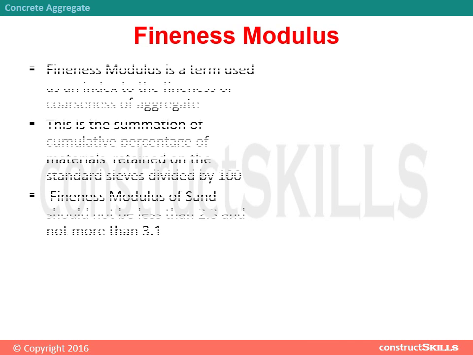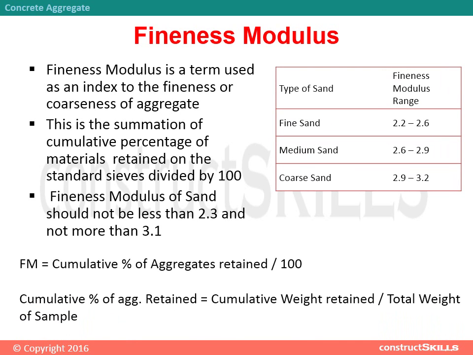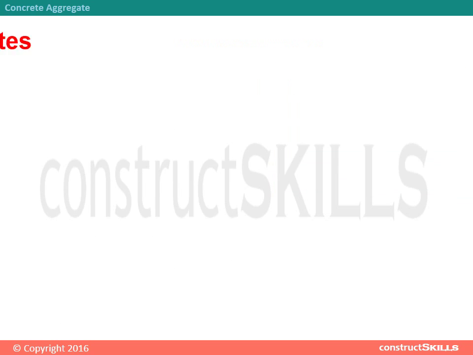Fineness modulus. Fineness modulus is a term used as an index to the fineness or coarseness of aggregate. It is the summation of the cumulative percentage of material retained on the standard sieves divided by 100. Fineness modulus of sand should not be less than 2.3 and not more than 3.1.